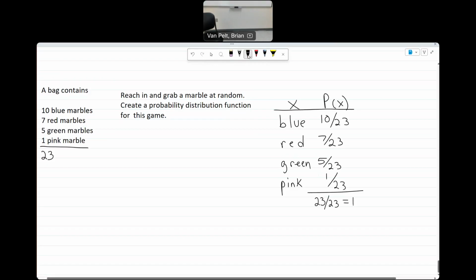Do you guys get all these net numbers that I get? All right, now let's attach some dollars to it, make it a game, and compute the expected value.